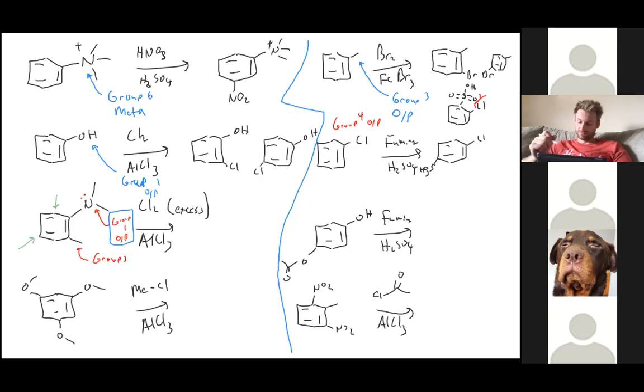Cl2 is pretty small. This is probably going to end up giving us two products. Either chlorine ortho relative to the nitrogen, or para.